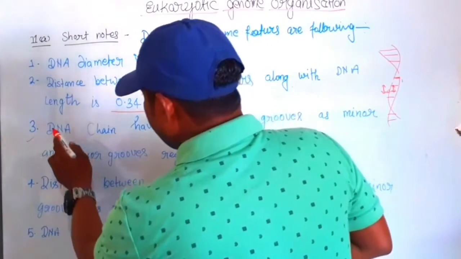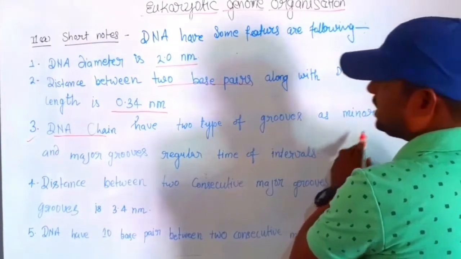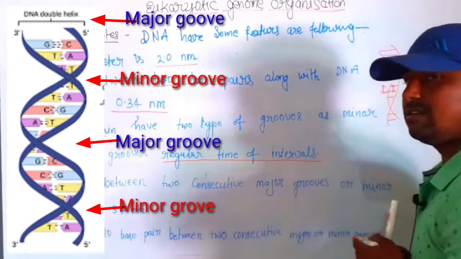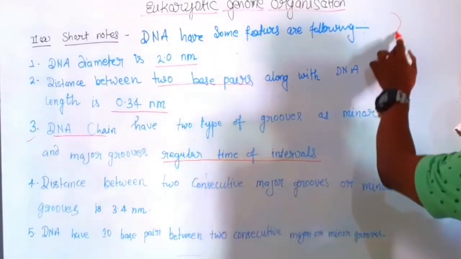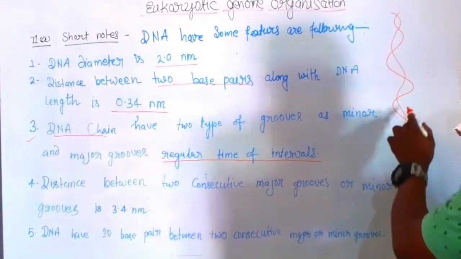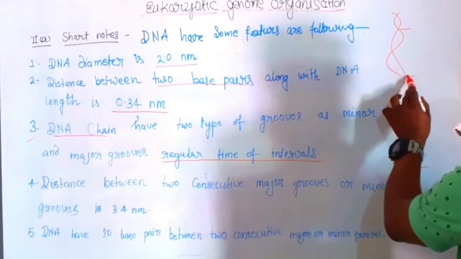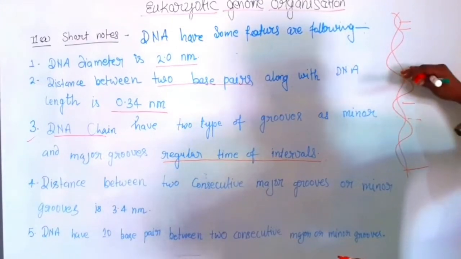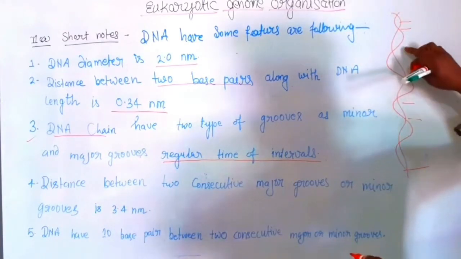Next topic: the DNA chain has two types of grooves, minor and major grooves, at regular intervals. Regular intervals means this is the major groove, this is the minor groove. Such major and minor, major and minor, major and minor occur at regular intervals.